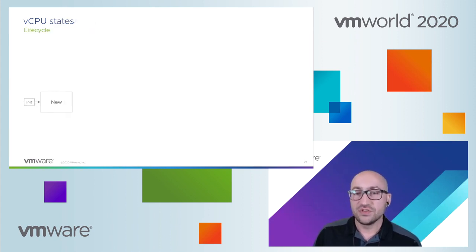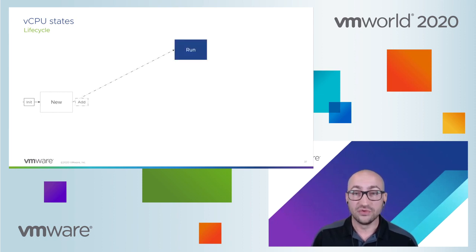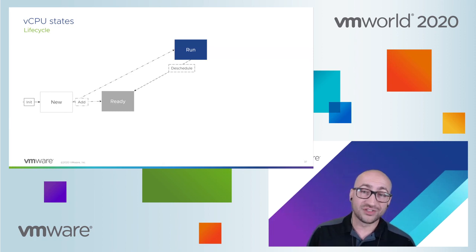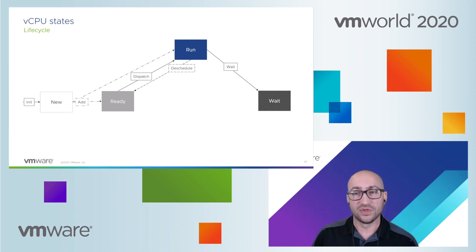The CPU states that we have: when a vCPU comes to life, it starts anew, but fairly quickly it will be added and be in a run state. Or alternatively, it starts in a ready state if it can't run. Going from run to ready is also called descheduling. And when we are ready, we can dispatch again to a running state, and we can go to a wait state. Everything seems fairly straightforward, right?